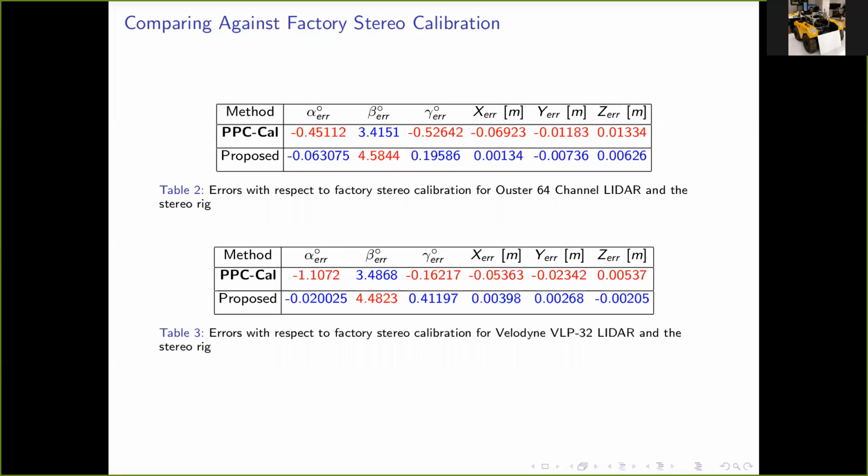Tables 2 and 3 present the errors with respect to the known stereo calibration for both Ouster and Velodyne LIDARs and the stereo pair. The generic observation from these tables is that the proposed method performs better along all the degrees of freedom except one rotational direction, which is shown in red. But along all other degrees of freedom, the proposed method performs significantly better.